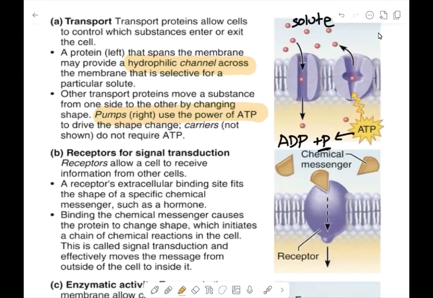Another important function of proteins is signal transduction. And this is because proteins act as receptors. So you can see the receptor here. What happens is a protein hormone will bind as the chemical messenger. So let's pretend, for example, that this is insulin, a protein hormone. Once it binds, it causes the protein to change shape and initiates a chemical reaction inside of the cell.